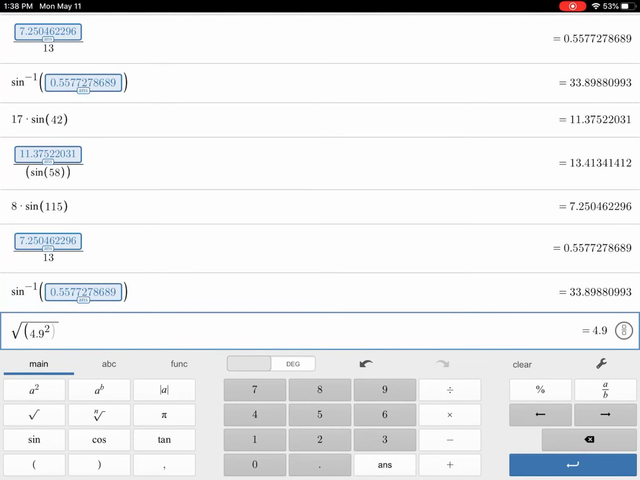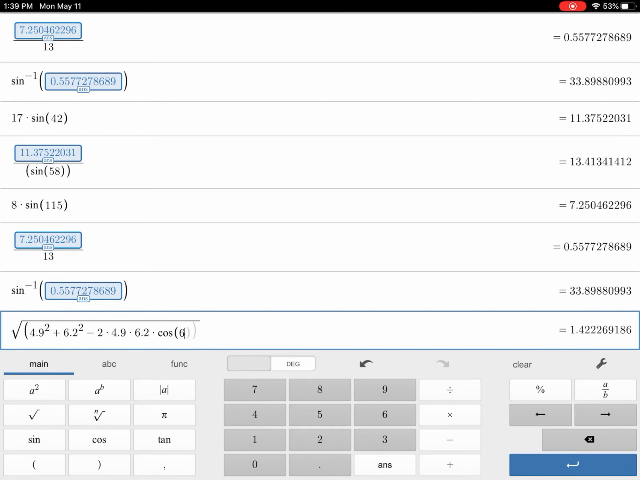Squared, there's my squared button, plus 6.2 squared minus 2 times, calculator does a little dot, 4.9 times 6.2 times cosine of 64 degrees.